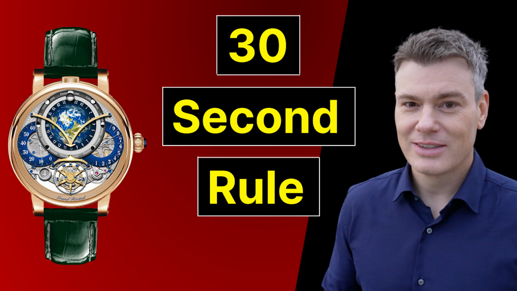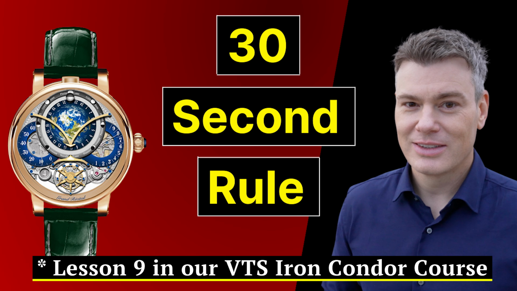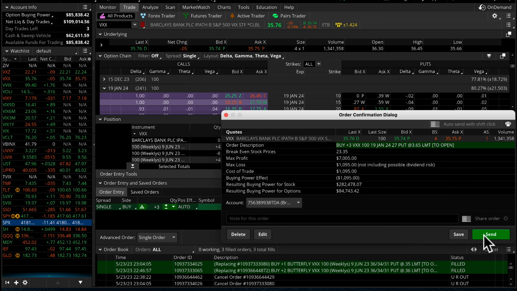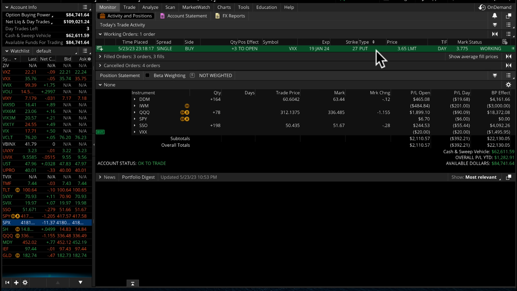Now, to actually execute this is where I would use what I call the 30-second rule. With options trading, we use limit orders only, never market orders, and we're always trying to get something close to the mid. So if the mid is 370 and I'm actually trying to pay less, I could start my trade at 365 and I could actually see if I get this. So I can go up here into the monitor tab.